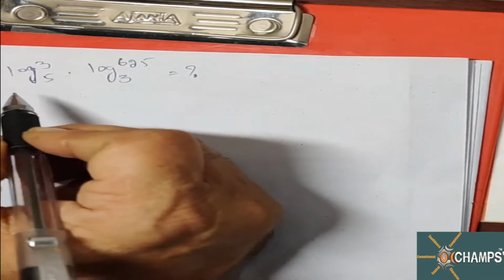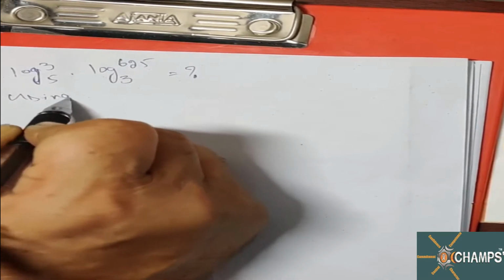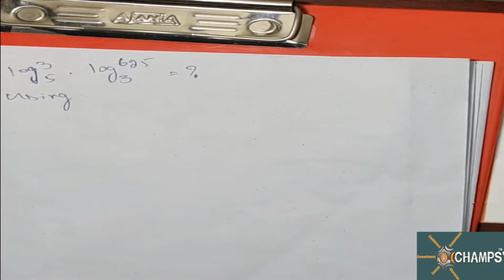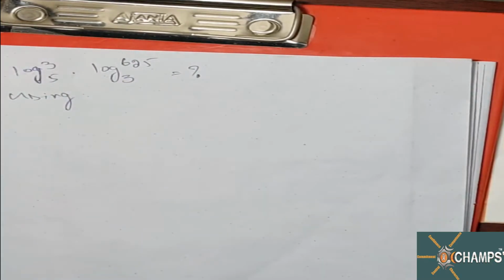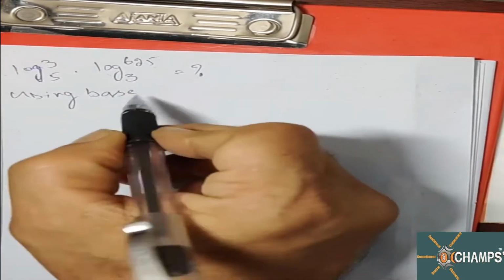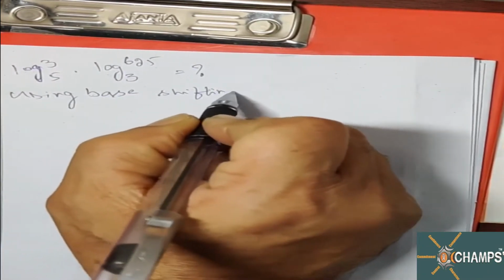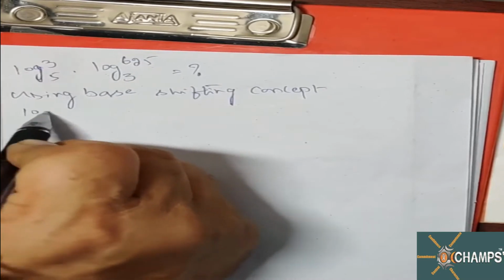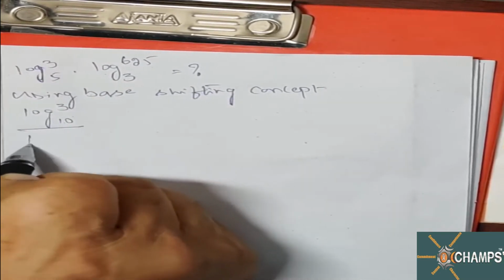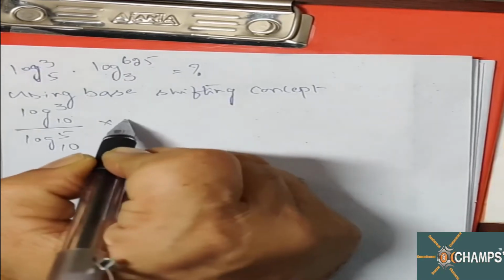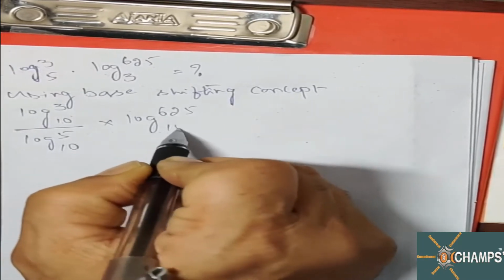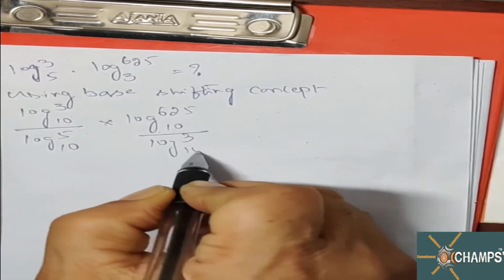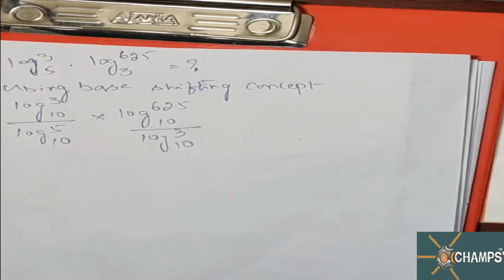Now we can use base shifting concept here. Using base shifting concept, this can be written as log 3 to the base 10 divided by log 5 to the base 10, into log 625 to the base 10 divided by log 3 to the base 10.